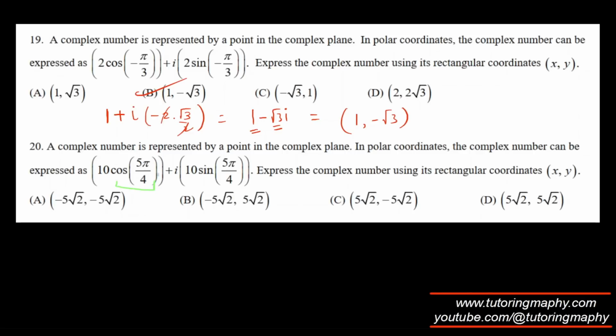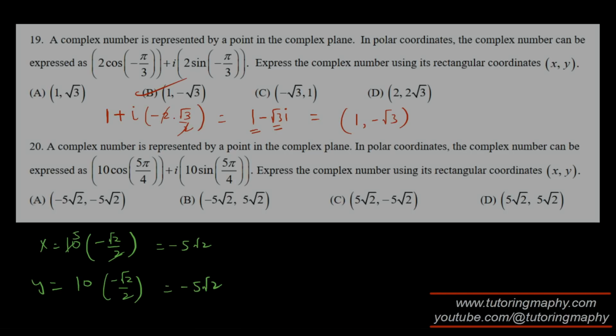Likewise, cos 5 pi over 4, I ignore the 5, so cos pi over 4 is root 2 over 2, and 5 pi over 4 is in quadrant 3. In quadrant 3, cos is negative, so negative root 2 over 2 is the x coordinate, and the y coordinate is likewise, sine pi over 4 is also root 2 over 2, and sine in quadrant 3 is also negative, so actually they are just the same. So this comes out as 2 times 5 is 10, so minus 5 root 2, minus 5 root 2, which is option A.